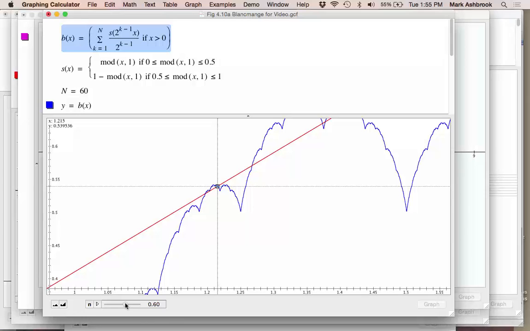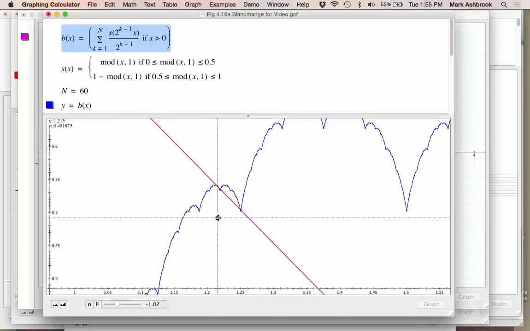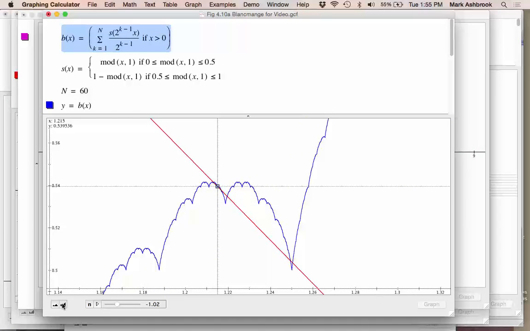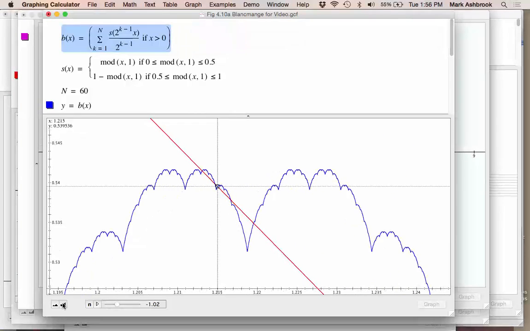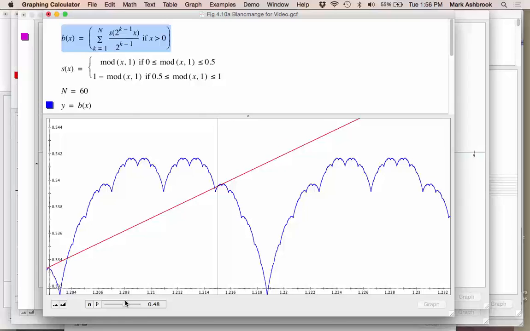Uh-oh. It's negative. Okay, let's keep zooming in. Here we go. If you said negative, good job. Here we go. Ready? Oh, whoa. Oh, uh-oh. It's positive.